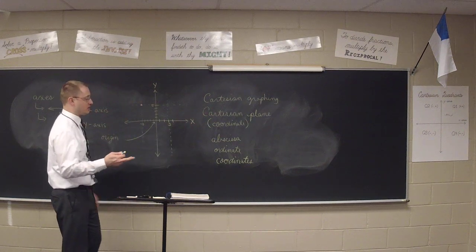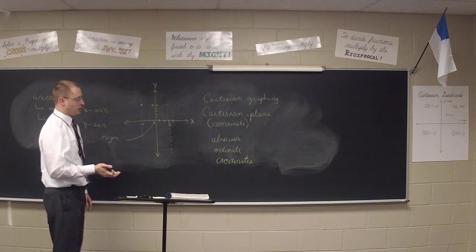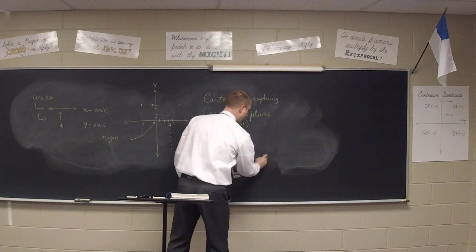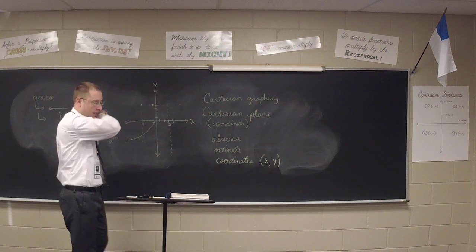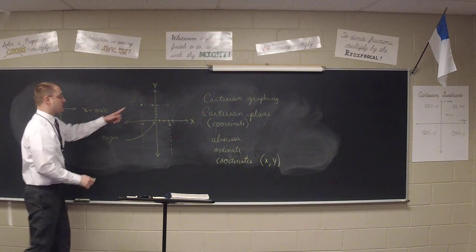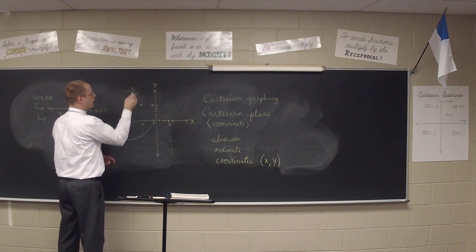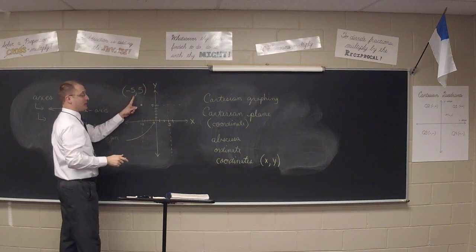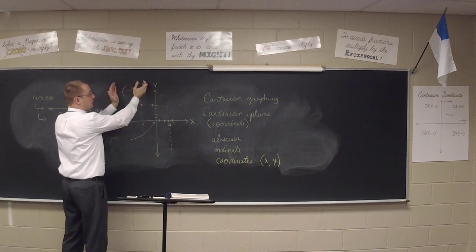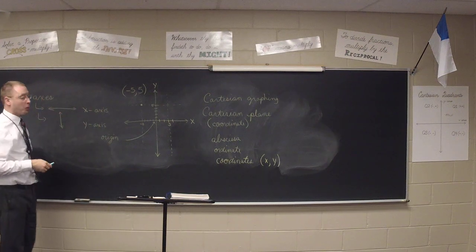Okay, so the coordinates of a point are the abscissa and ordinate together, in this order: x, then y. Alphabetical still. So the x value we said was -5. The y value we said was 5. We'll put them together separated by a comma in parentheses. And that gives us the coordinates of the point.